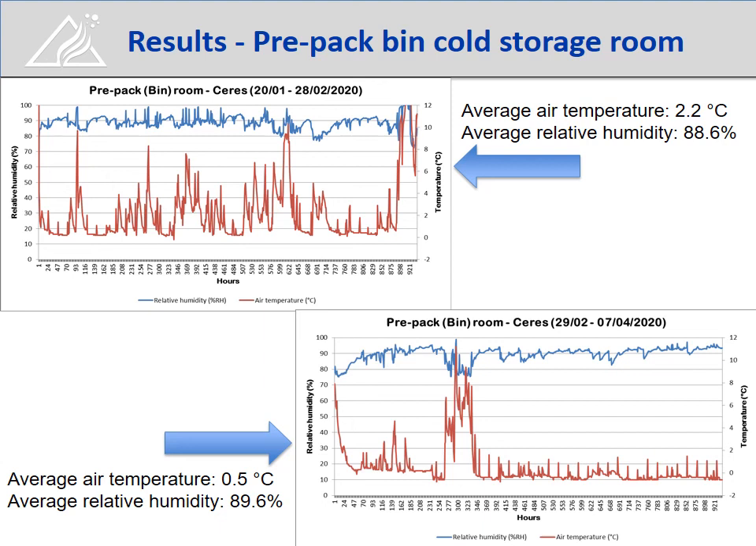If you look at the bottom graph, you'll see that the air temperature was 0.5 degrees Celsius with the average relative humidity at 89.6%, fluctuating up and down as the rooms are opened and new fruit is loaded in and so forth.